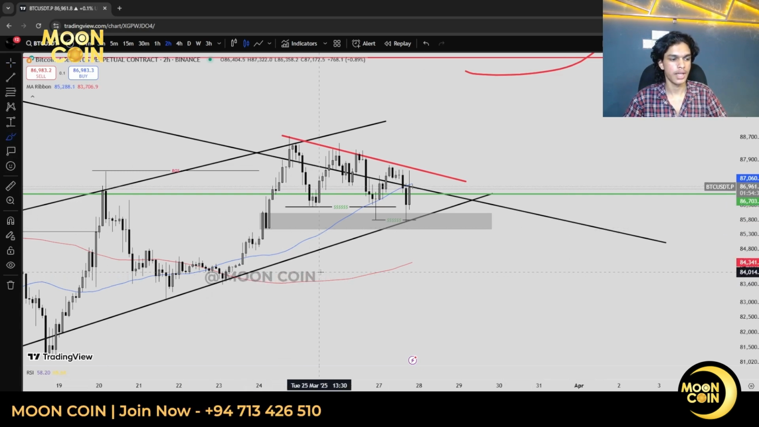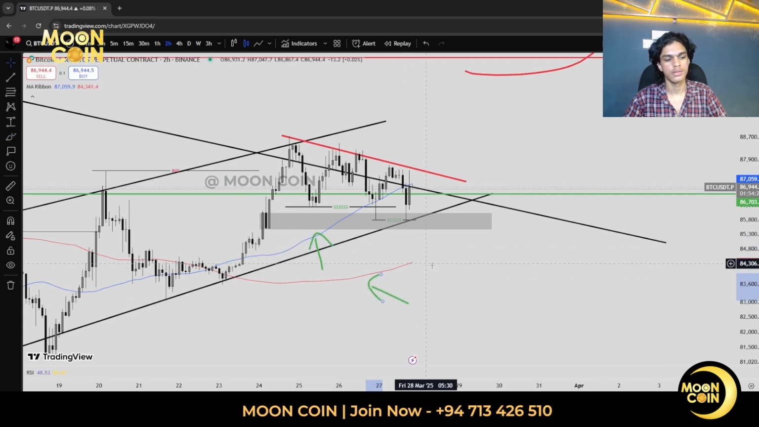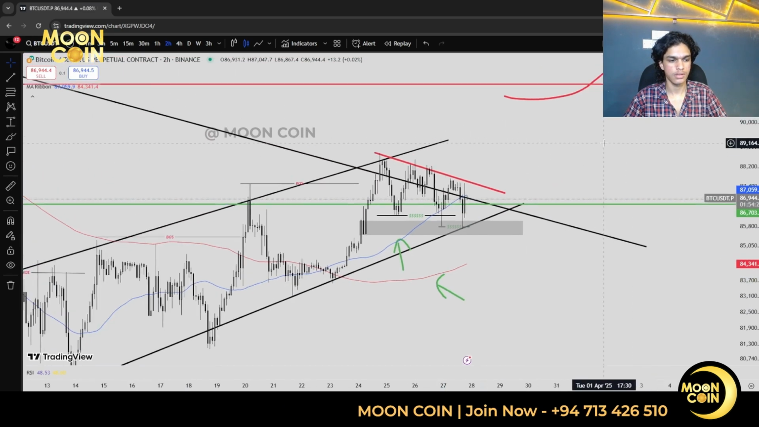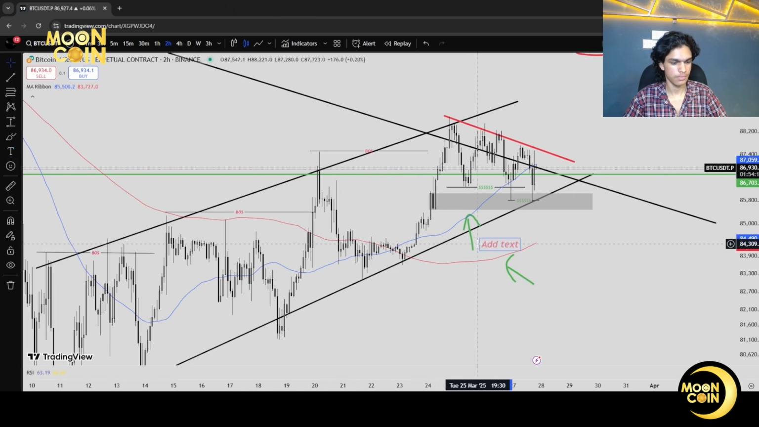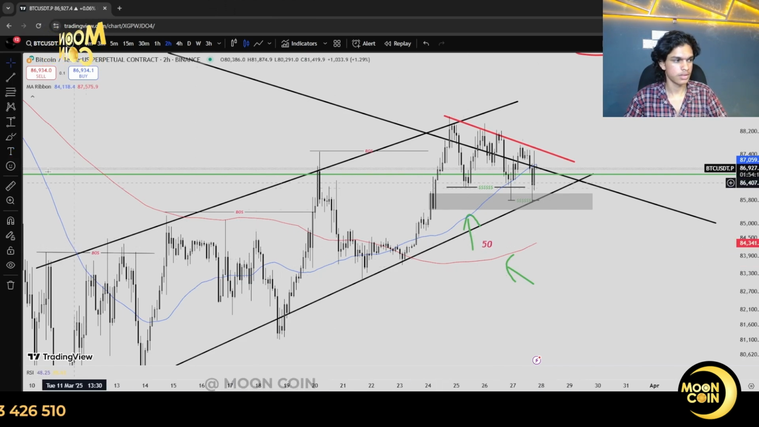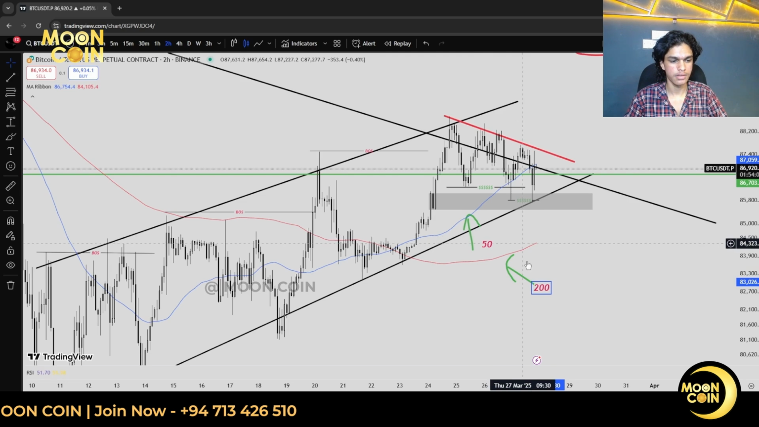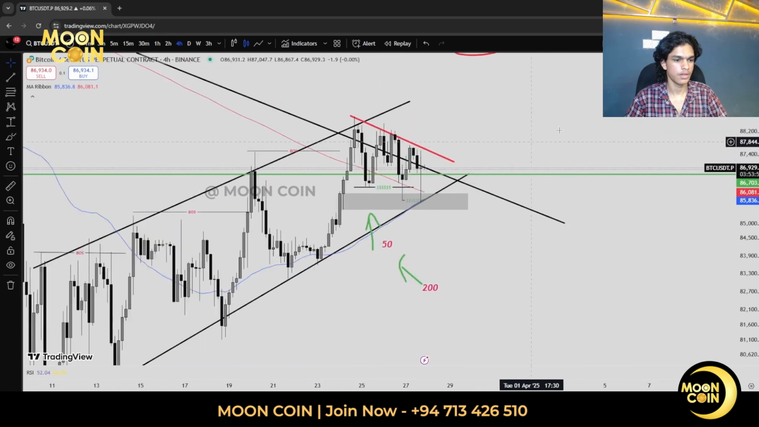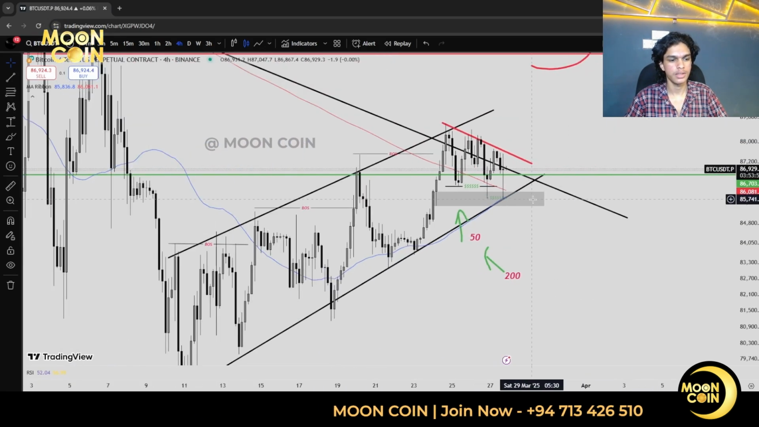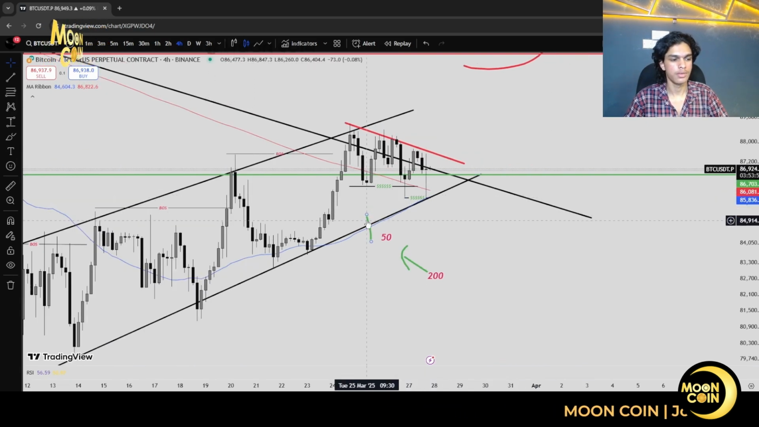The lines I drew here, this blue color and this red color, are moving averages. The blue color is the 50 and the red color is the 200. So what happened in the 4-hour time frame? The market has respected that 50 EMA.